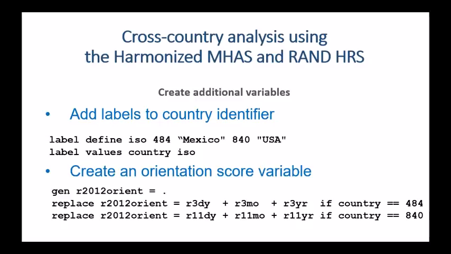The next thing we'll do is create an orientation score variable. I'm going to call this variable R2012 orient, and we're going to make it quite simply by adding together our three variables. If you remember, our variables are coded as 0 and 1 for yes or no. So when we add these three variables together, our day naming, our month naming, and our year naming, you could get a 0 if you got them all wrong, or a 3 if you got them all right. And we'll account here for our differences in wave numbers for the different surveys.